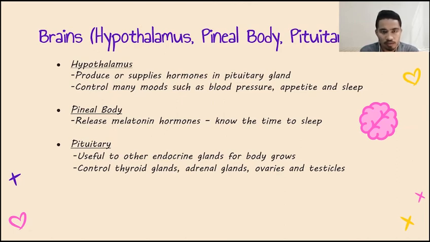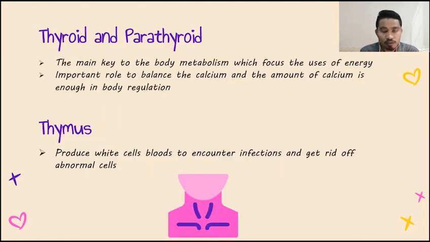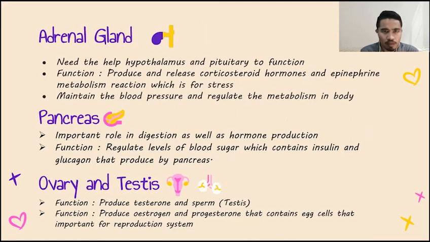For the pineal body, it will release melatonin hormone, which is we know the time to sleep. Next is pituitary gland. It is useful to other endocrine glands for body growth. It will control thyroid glands, adrenal glands, ovary, and testicle. For the thyroid and parathyroid, the main key to the body metabolism, which focus the uses of energy. It will be important to balance the calcium, and the amount of calcium is enough in body regulation. For the thymus, it will produce white blood cell to encounter infection and get rid of abnormal cell.